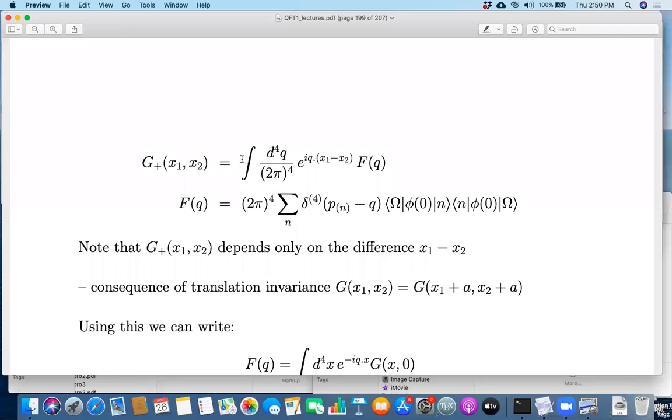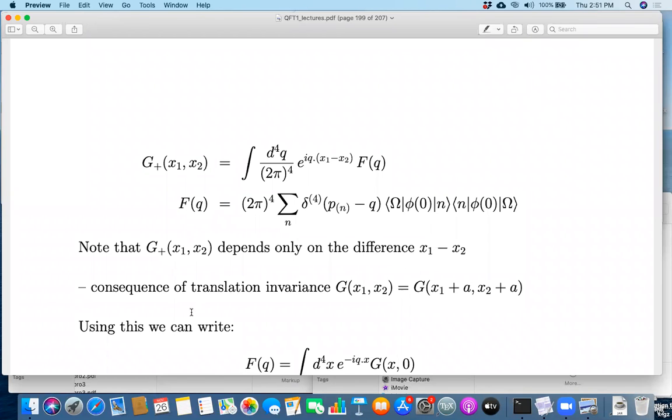Here I have written down those two equations again. So G plus is given by the integral of f(q). So basically it says that f(q) is a Fourier transform of G plus. But here you have an explicit expression for f(q), which is here. Now one thing you may notice from this expression is that G plus depends only on the difference x1 minus x2. But that's not a surprise.